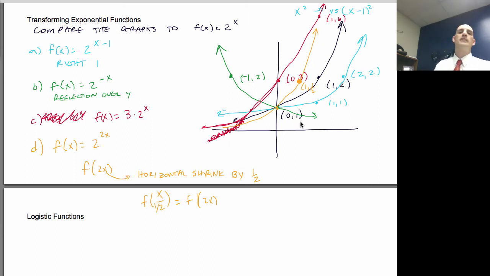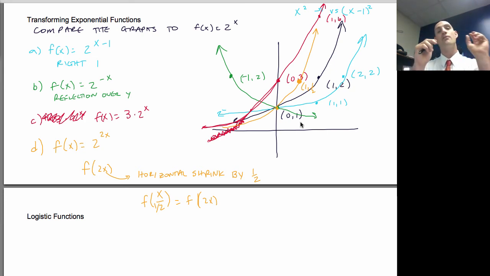Okay? And so I'm doing all this to say it's the same. The shifting is the same. If the x is in the exponent, if we're subtracting or adding to it, it's left and right. If it's a negative, it's going to flip it over.